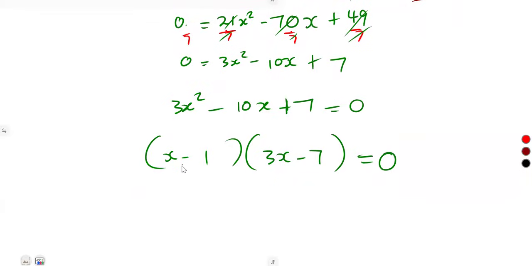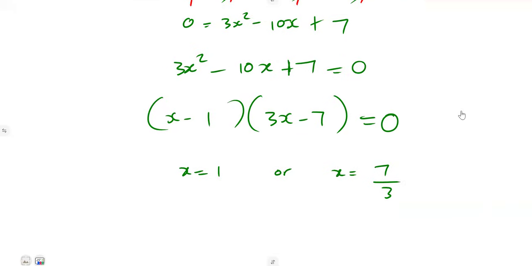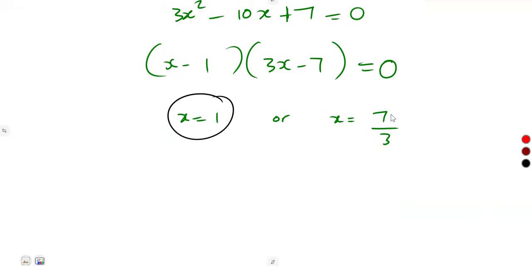From the zero product, this equate to that is going to be x is equal to 1, or take minus 7 to the other side is going to be positive 7. Definitely, you're going to divide by what? By 3, all right? 3x is equal to 7. If you take this, then you divide by 3. So x is equal to 1, or x is equal to 7 over 3. These are the possible values of x that we are having from our solution.